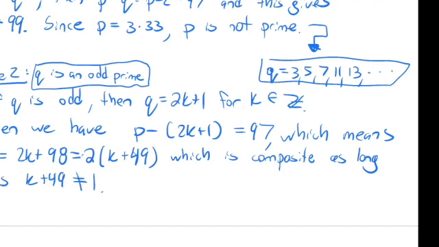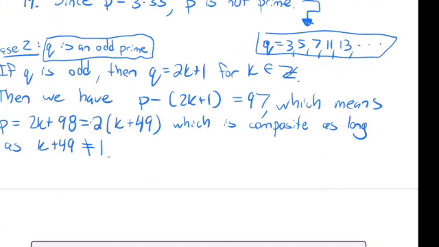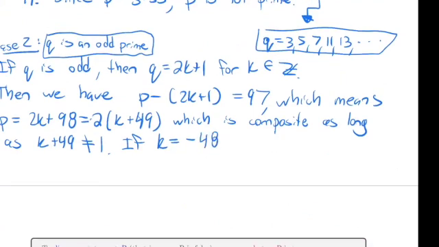Okay, as long as that is not equal to 1, right? If that was equal to 1, then we would have a problem here. But here we're dealing with, well, I guess we could say, well, this would mean the only way that would happen is if K was equal to minus 48. In which case Q would be minus 98.